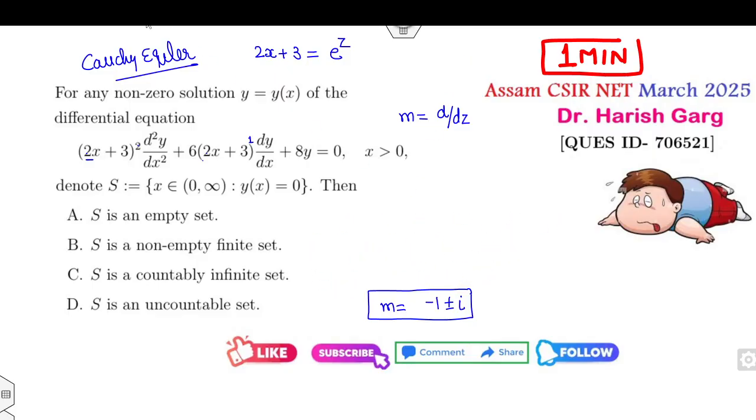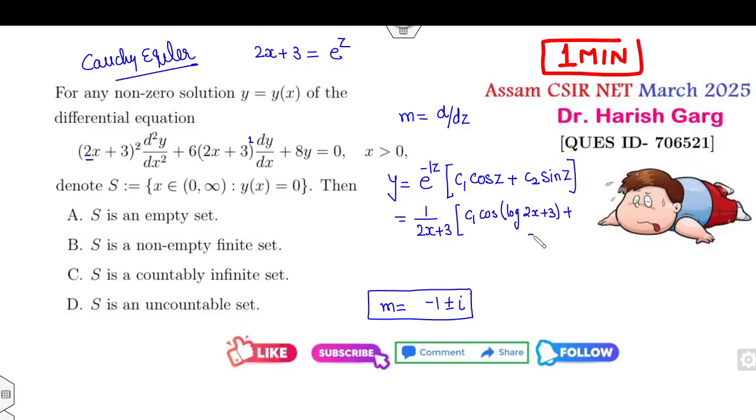can you write the auxiliary? Can you write the solution? So the solution will be e raised to power minus 1 into z, c1 cos of z plus c2 sine of z. Fine. Or because e raised to power minus z is 1 over 2x plus 3, into c1 cos of log 2x plus 3 plus c2 sine of log 2x plus 3.